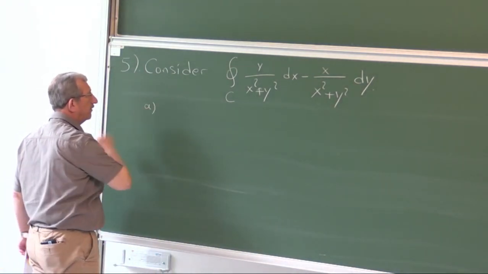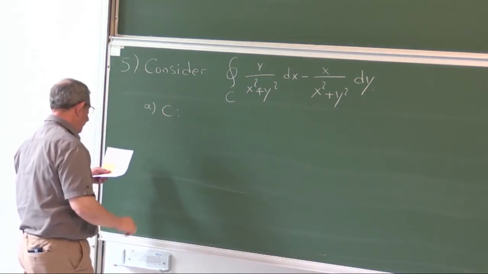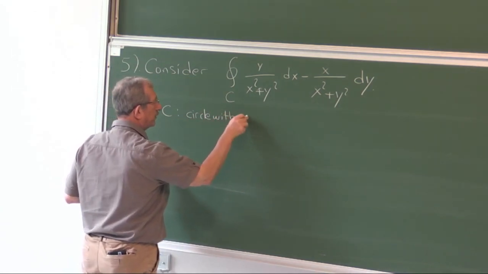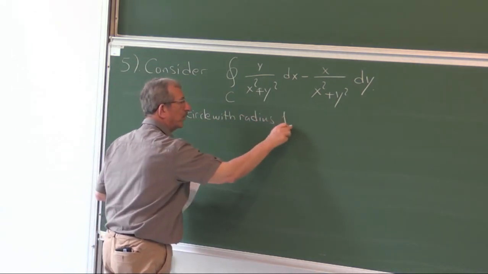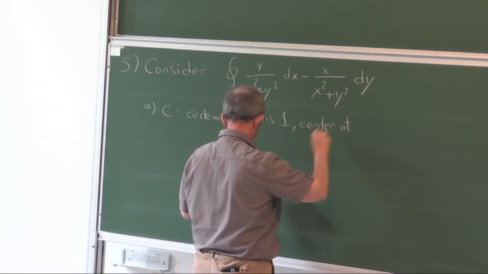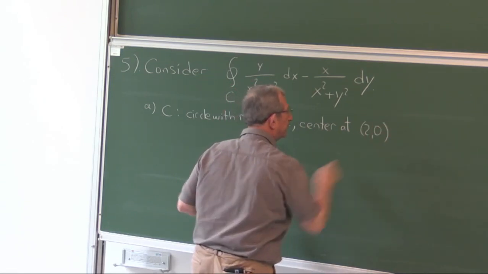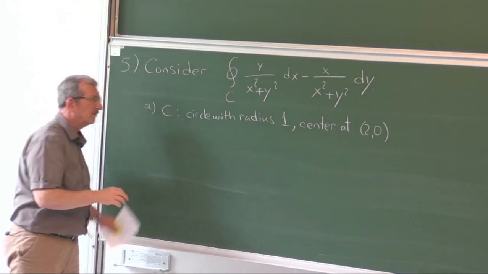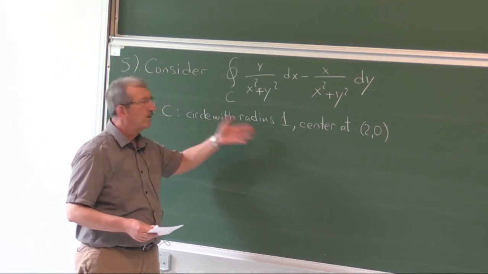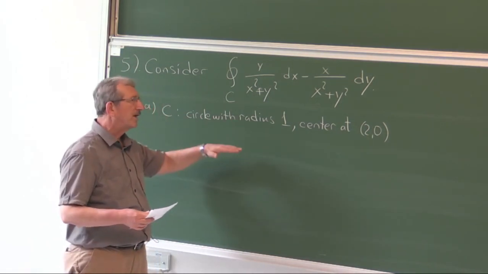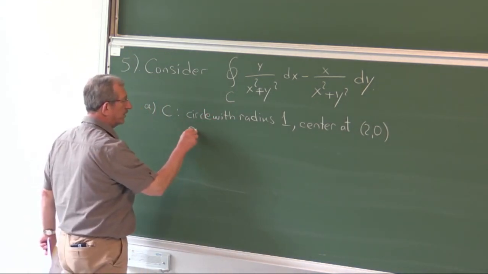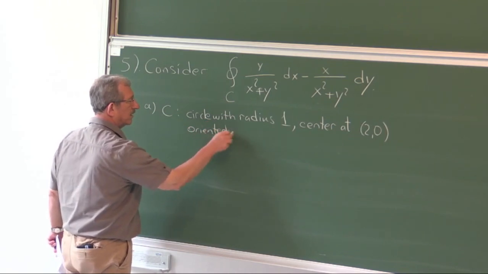Well, we will have two cases. Firstly, C is the circle with radius 1 and center at (2, 0). If I say nothing about the direction of the curve, remember by default we were taking the counterclockwise direction, but here I will specify it: oriented counterclockwise.